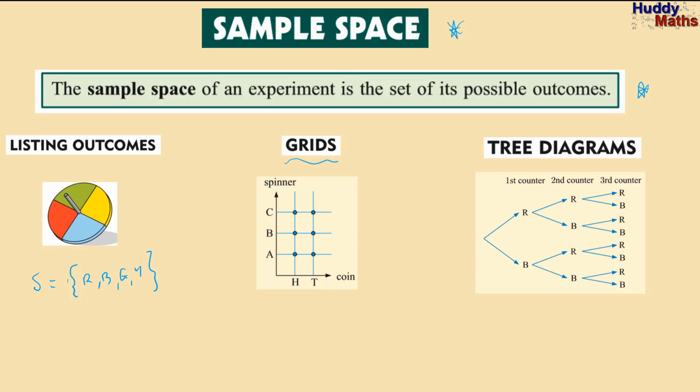Sometimes the experiment is a bit more of a compound event. There are two things happening here: a spinner and a coin. So the grid method allows you to list the outcomes for one and the outcomes for the other. So you've got a head and A on the spinner, or a head and B, or a tail and C. So this is more compounding now, compound events, more complicated.